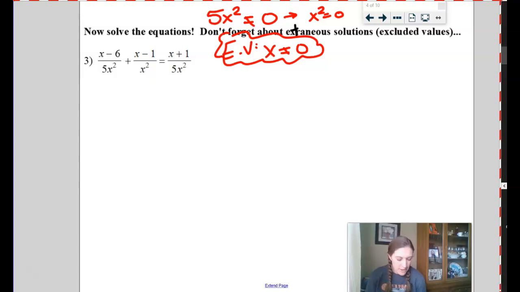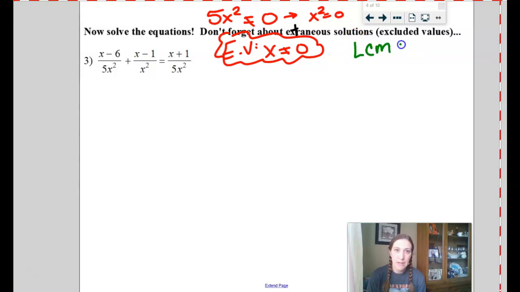All right, we're back. So what we're going to do now is find the least common multiple, which is kind of like the common denominator for this question. And it would have to involve and be able to knock out essentially all of the denominators. So I notice that there's a common 5, and then there's also a common x squared. So that's what we're going to use for our LCM.